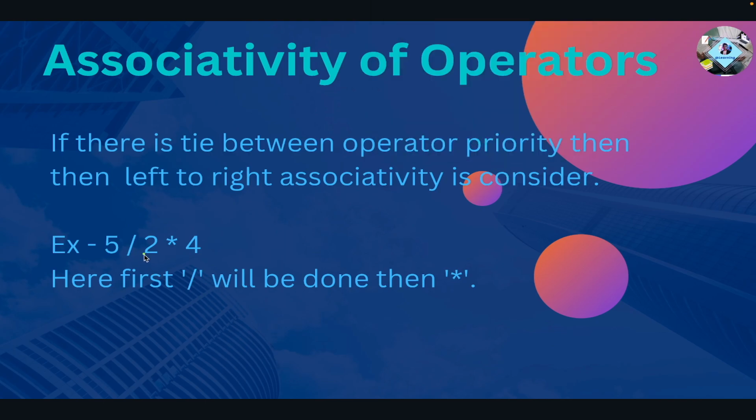So it will give us the result, 2, the quotient, into 4. The result will be 8. Okay, so here first this division operator will be considered, then the multiplication. Okay, so what next?